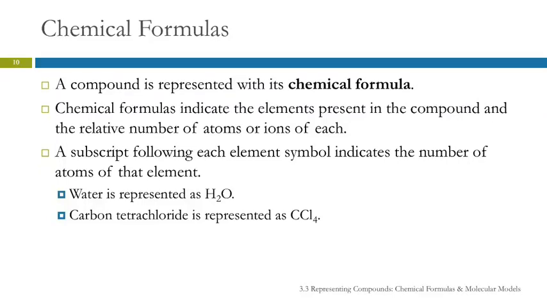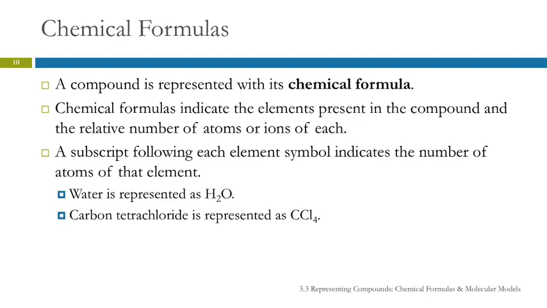So atoms combine to form compounds. We represent compounds with chemical formulas. A chemical formula tells us what elements are present in that compound and the relative quantities of atoms or ions that each is present in. So we use subscripts and the element symbols to make chemical formulas.